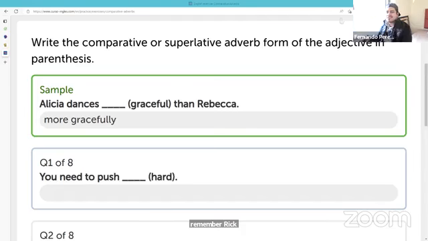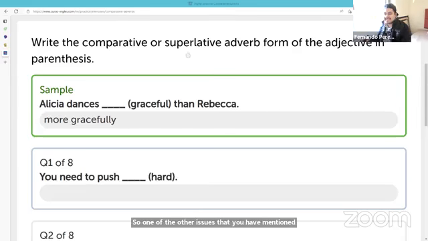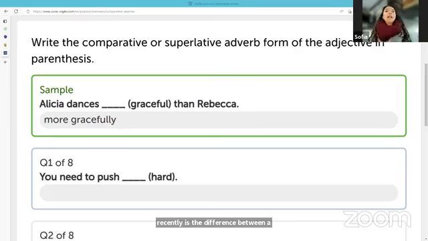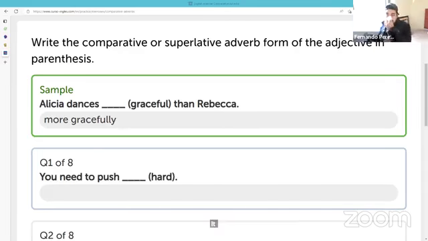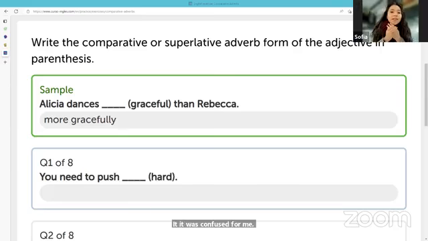So one of the issues that you have mentioned recently is the difference between an adjective and an adverb. Yeah, and actually I understand because I have studied them. I understand the difference, but the example that we did yesterday was confusing.